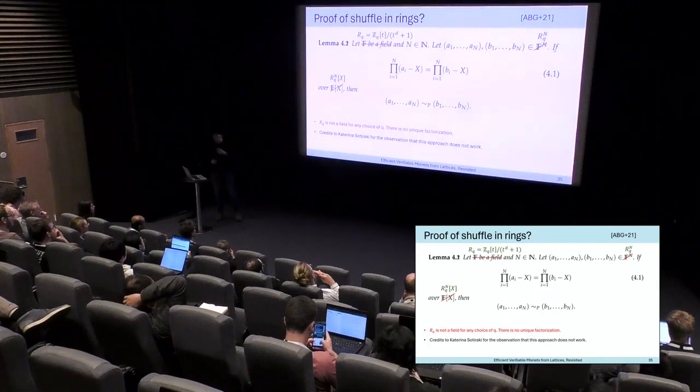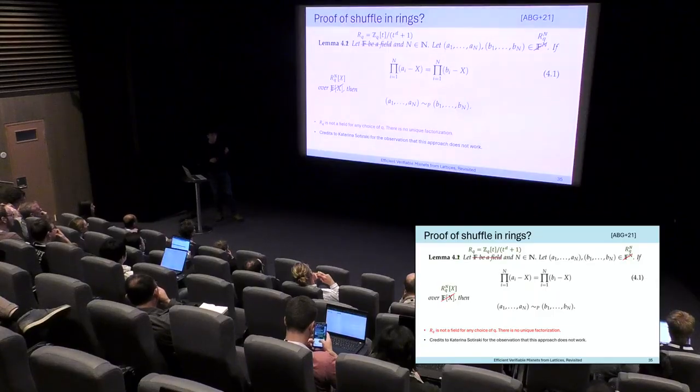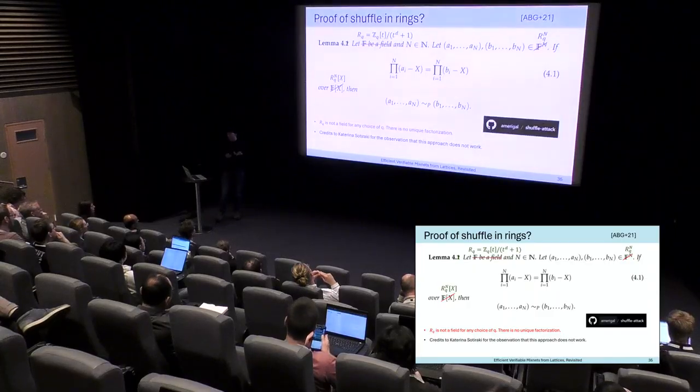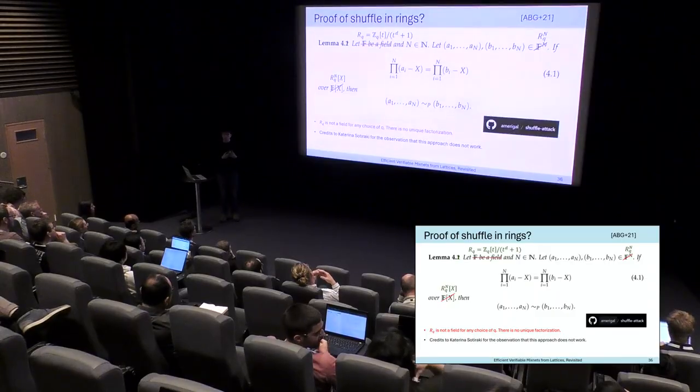We would like to credit Katerina Satiraki here for the observation that this approach indeed does not work over the rings used in lattice-based cryptography. Thanks to this observation, we later identified the issue in this particular proof of shuffle. And it's not just an issue in the proof. There's actually a simple attack that we implemented and tested against one of the implementations of the proof of shuffle.